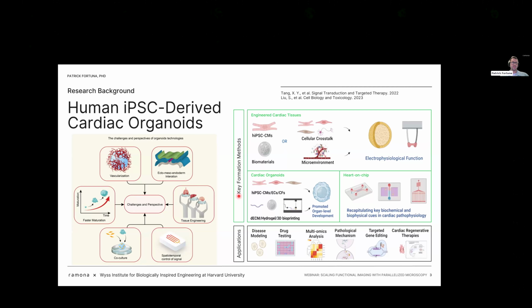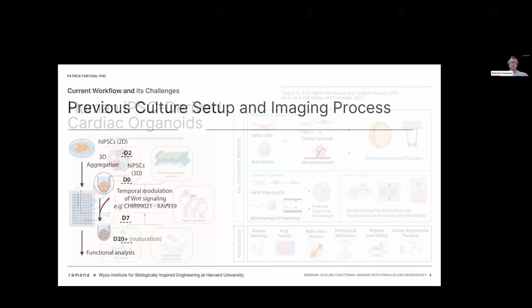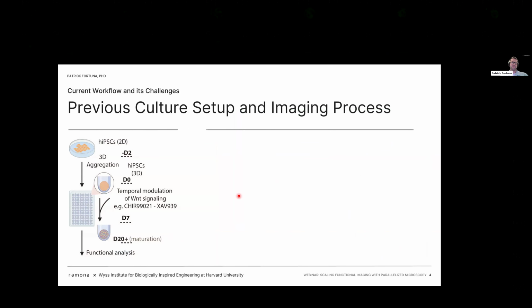But the one thing that really becomes an issue is that when you're trying to analyze huge amounts of these organoids, you run into the issue that you can't do this fast enough or in a high throughput manner. So this is where the Vireo system has been really handy. Previously, this is just a small example of what a differentiation protocol could look like. I'm not going to go into huge detail, but the main gist is people use protocols where you do temporal modulation of Wnt signaling. You could use small molecules, for example, like CHIR and XAV.